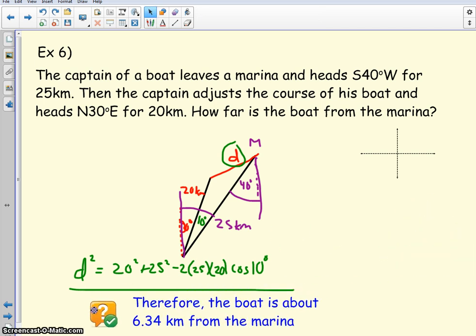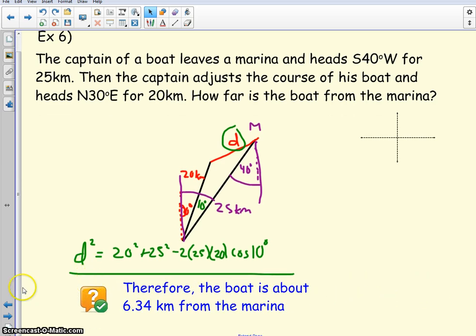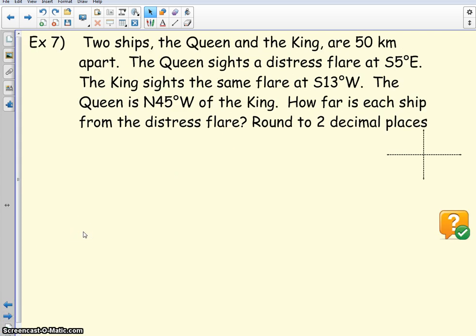You should wind up with about 6.34 kilometers when you're finished. Okay, let's give the next one a go. So this one's definitely pretty complicated to try and set up. Take a minute, read through it, and again, with a partner or on your own, take a minute and try and sketch it out, and when you're ready, we'll go through it together.